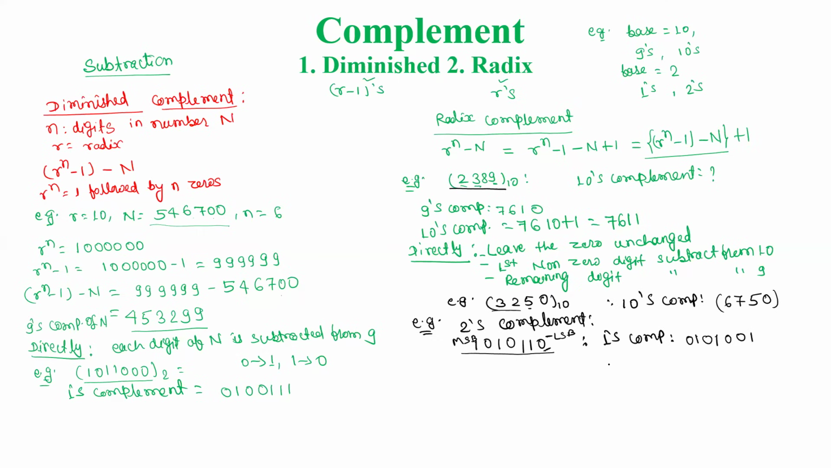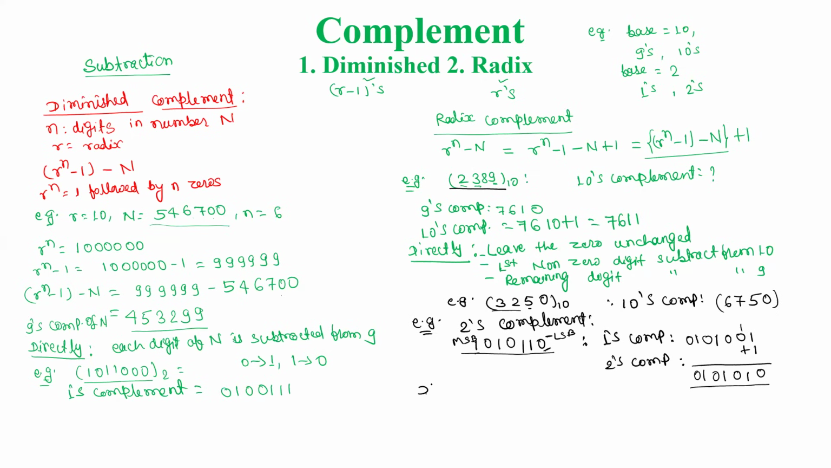Now to obtain the 2's complement, what we have to do? We have to add 1 to this. So if we add 1, what do we get here? 1 plus 1, sum is 0, carry is 1. Then 0 plus 1 is 1. So 0, 1, 0, 1, 0. So this is the 2's complement of the number we have taken here, that is 0, 1, 0, 1, 0, 1, 1, 0. This is the 2's complement.